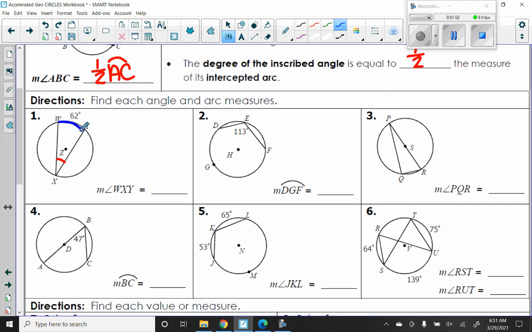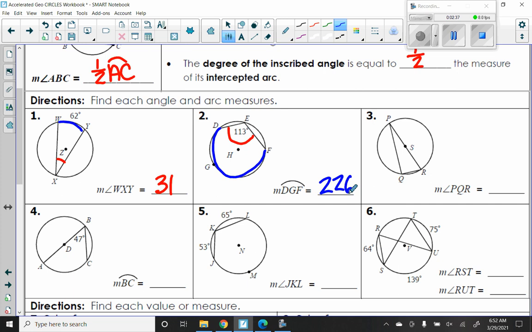There's your arc. In this picture, the angle is just going to be 62 divided by 2. Half, divided by 2. But number two, let's look at the reverse math. This is the angle now. The arc is what's bigger. This arc is 113, times 2. So you have to know when you're multiplying by 2 and dividing by 2. Remember, the arcs are the bigger ones. The arcs are always bigger than the angle in inscribed angles. So this would be 113 times 2.